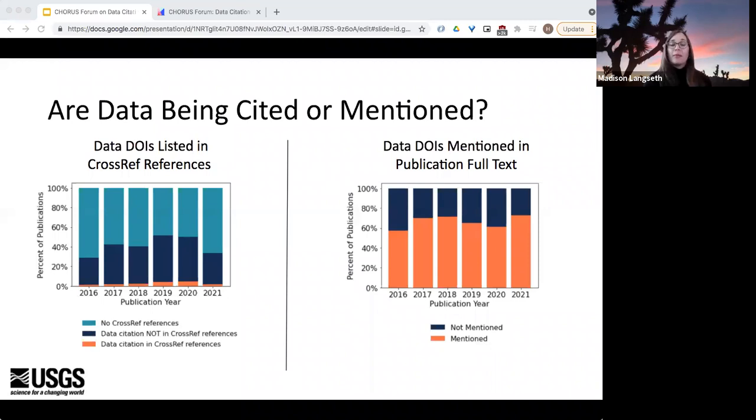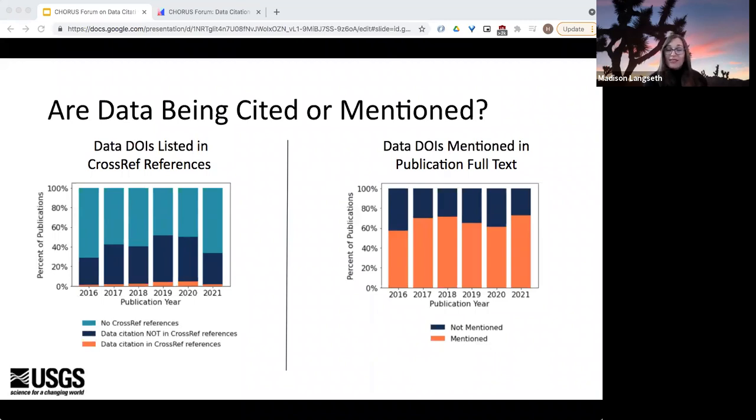We took this subset of publications in XDD and looked at what information was available in the publication's CrossRef DOIs, as well as whether or not the associated data DOI was mentioned in the full text of the article. On the left, we can see that about half of the publications had detailed references listed in their CrossRef DOIs. Of those, a very small percentage of articles per year had the data DOI listed in the references available in CrossRef. In contrast, on the right, we looked to see if the data DOIs were at least mentioned in the full text of these publications.